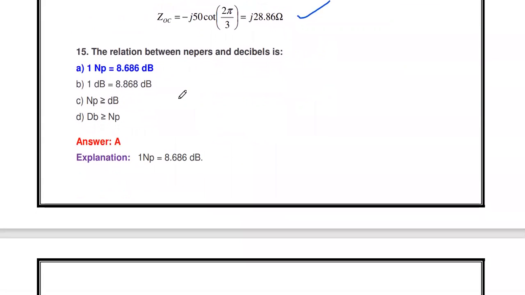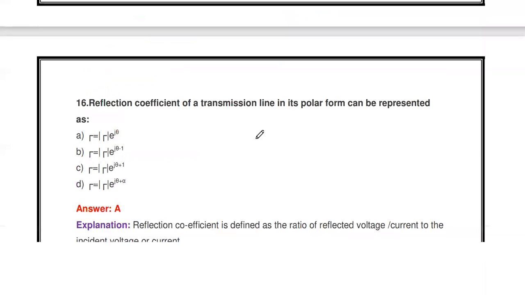Then the next question: the relation between nepers and decibel. Okay, this is the unit for the power loss, return loss, power loss in a transmission line. So what is the relation between this decibel and neper? So 1 neper equals 8.686 dB. Okay, this is the relation between nepers and decibels.